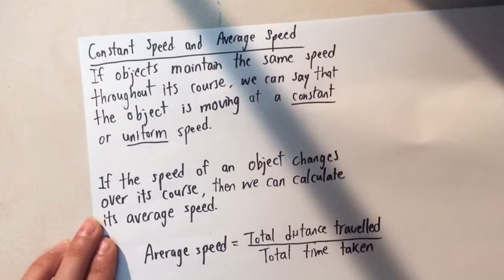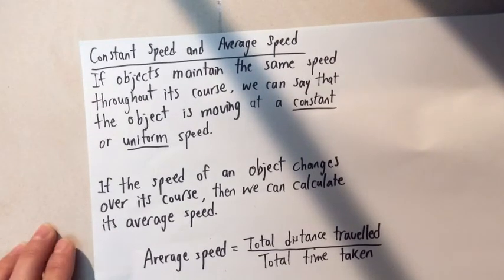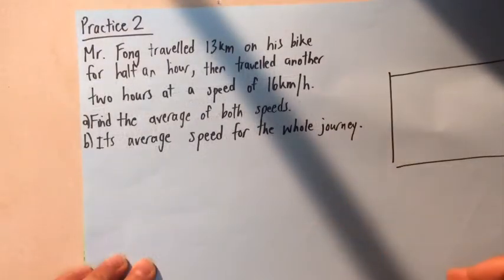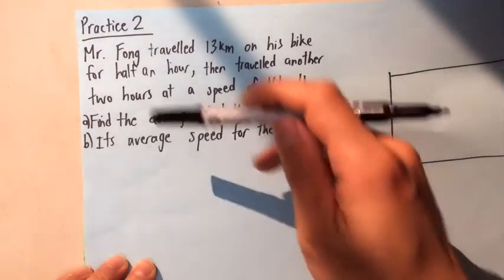Now, the average speed is calculated by finding the total distance traveled over the total time taken. Keep in mind that the average speed is not the average of the two speeds, or several, 3 or 4 speeds that you get. Now let's do a practice question involving average speeds.